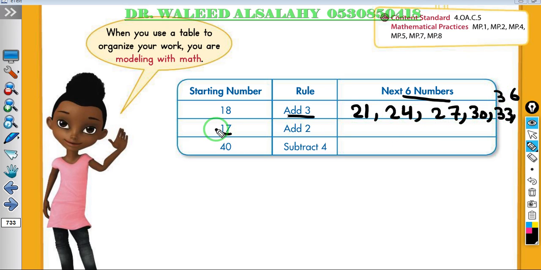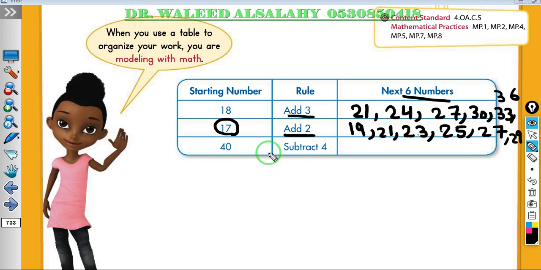The starting number is 17. He said add 2. Add 2 to 17: 18, 19. So the answer is 19. Add 2, 21. Add 2, it will be 23. This is the sequence. Add 2, it will be 25. Add 2, 27. We need to count 6 numbers. 1, 2, 3, 4, 5. So add 2, it will be 29. This is the last number here, because he needs 6 numbers.